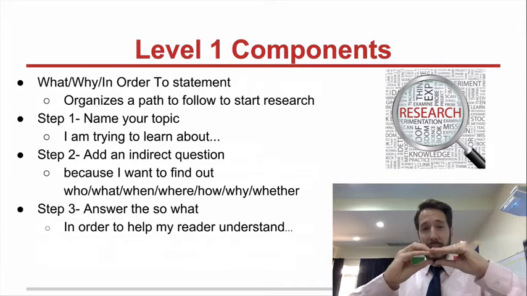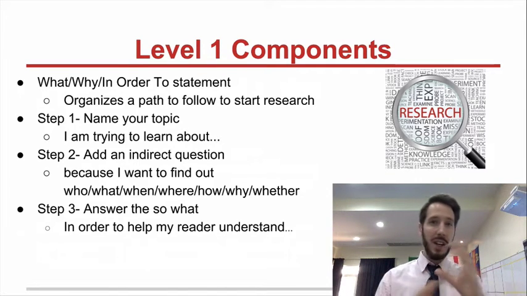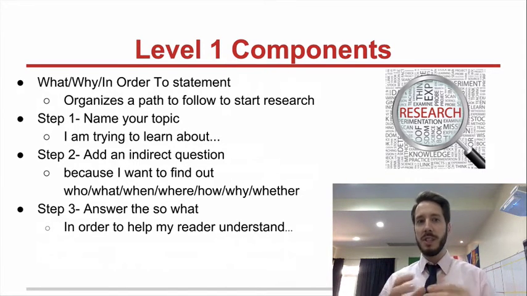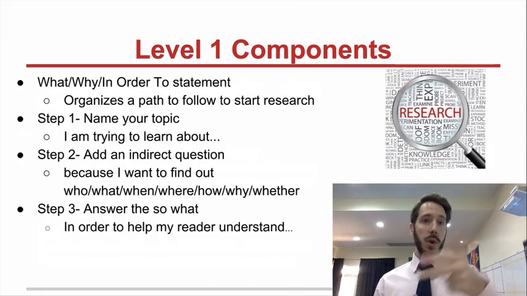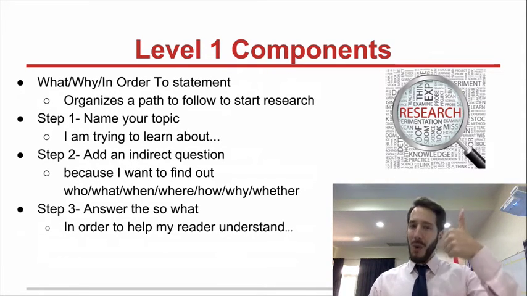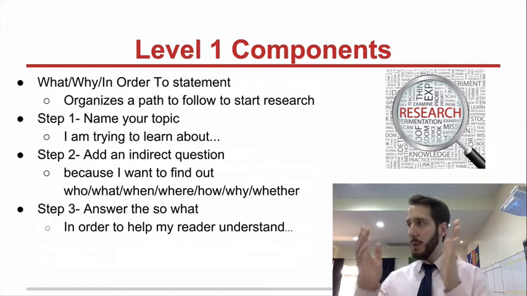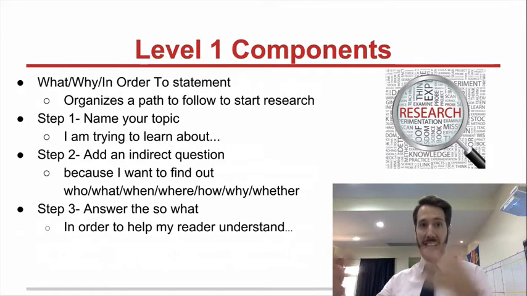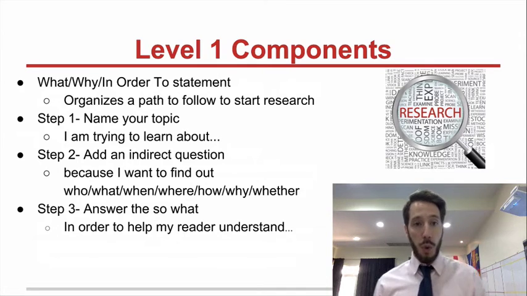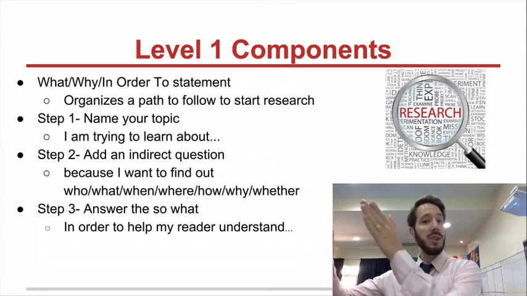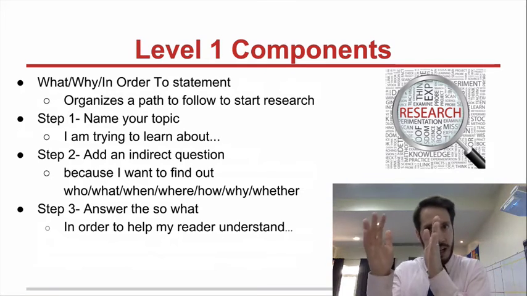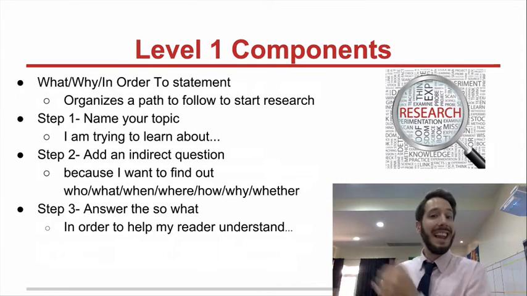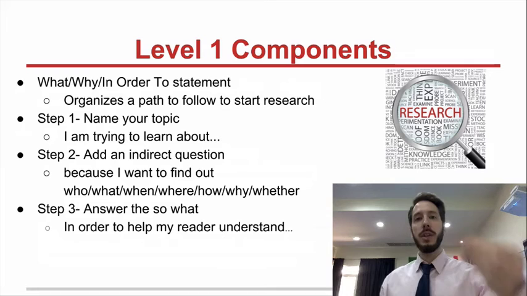And then once we have a decent question, we do some preliminary research, maybe 1 or 2 sources, to develop a what, why, and in order to statement. The what, why, and in order to statement says, what are you trying to learn about? I am trying to research X. That's your what. Step 2 is your why, because I want to find out what's the purpose. Again, here's what you're researching, here's why I'm researching it. And the last step is in order to help my reader understand.